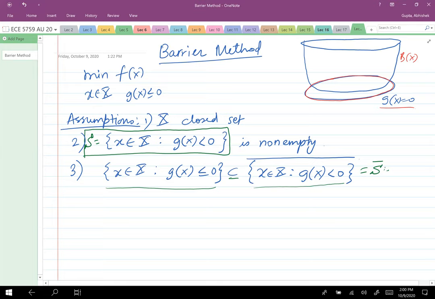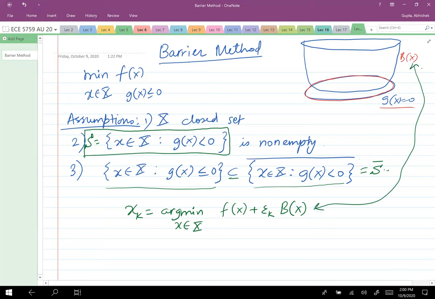Okay. Now, what's the general algorithm of barrier method? I define x_k to be the argmin over x in capital X of f(x) plus epsilon_k b(x), where b(x) is this barrier function that we will construct shortly. And epsilon_k is a sequence that goes to zero. So you start with a very large epsilon_k, and then you reduce the value of epsilon_k, compute x_k, and then reduce the value of epsilon_k again, then compute x_{k+1}, and so on and so forth. That's the overall algorithm.